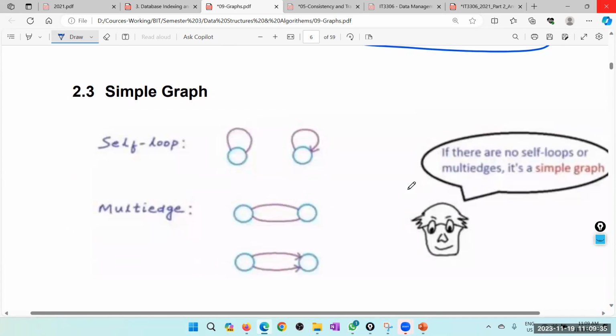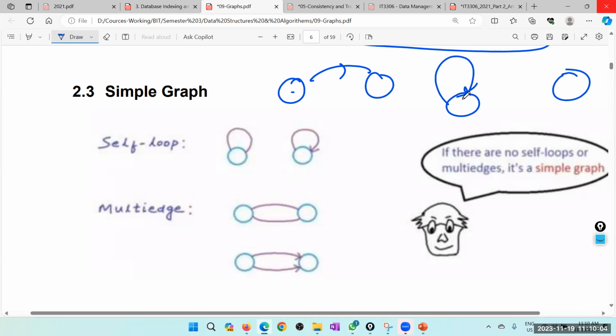Right. So then we have a concept called simple graph. A simple graph is a graph having no self loops and multi-edges. If your graph has no self loop, it means you are not coming back from a node to the same node. That means there's an edge. So this is not a self loop. This is between two different nodes. But if you have something like this, where you are coming back to the same node, that is a self loop.